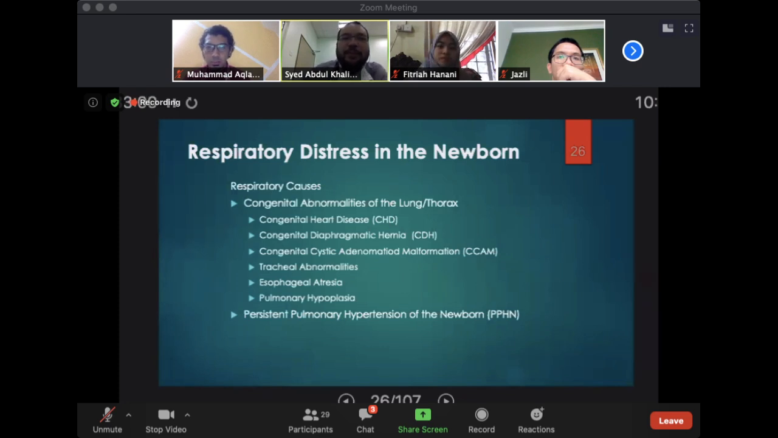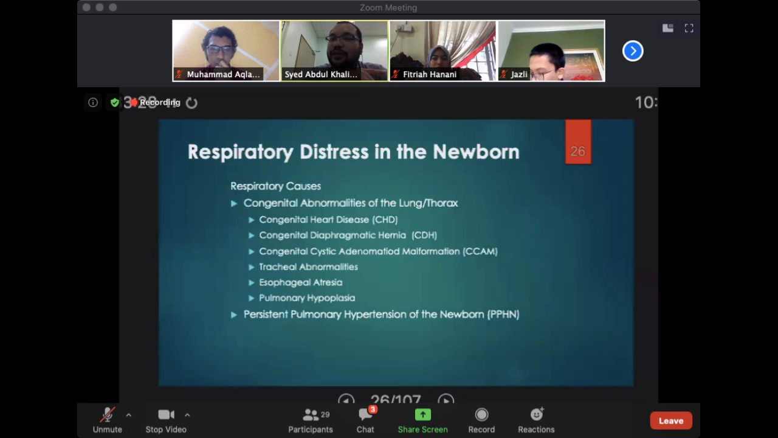Okay, so persistent pulmonary hypertension of the newborn can be idiopathic, it can be because of meconium aspiration, it can be because of pulmonary hypoplasia, it can be because of so many other problems. But this is very difficult because why? Because if your pulmonary pressure is high, there will be shunting, right to left shunt.